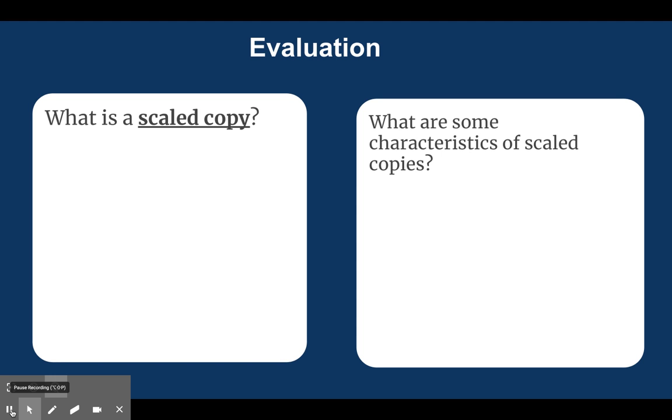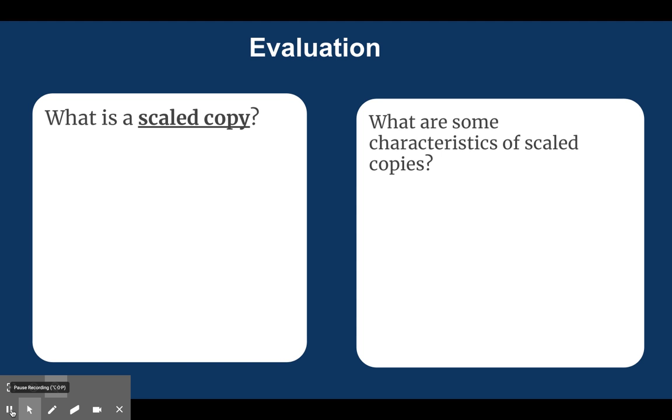So in your own words, you already wrote down what the definition of a scaled copy is, but in your own words, I want you to explain back to myself and Mr. Spencer, what is a scaled copy? We kind of did a lot of vague representations, but in general, what do we know a scaled copy is? And then the second question is, what are some of the characteristics of scaled copies?